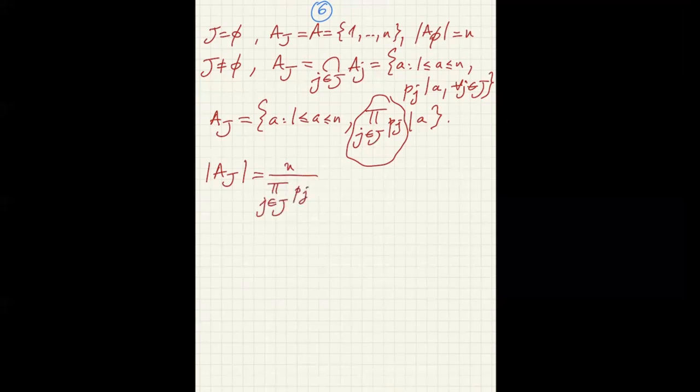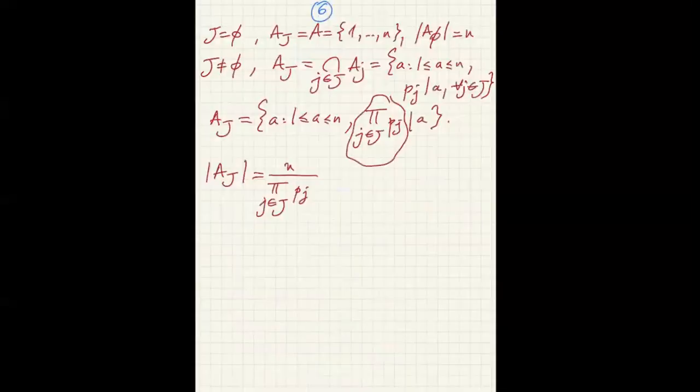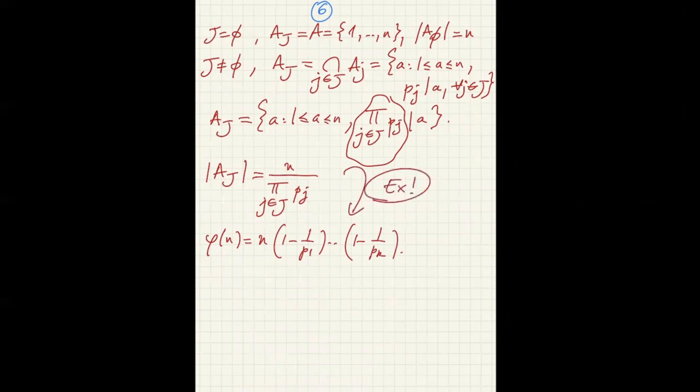Okay. And now we plug it back into the inclusion-exclusion formula over here, and we will get that phi of n will equal the summation, and if we unpack that summation, I'll leave it as an exercise for you, you will get this very nice formula that we have here. So I'll leave it to you as a step to figure out how to do this calculation and to get this formula for phi of n.